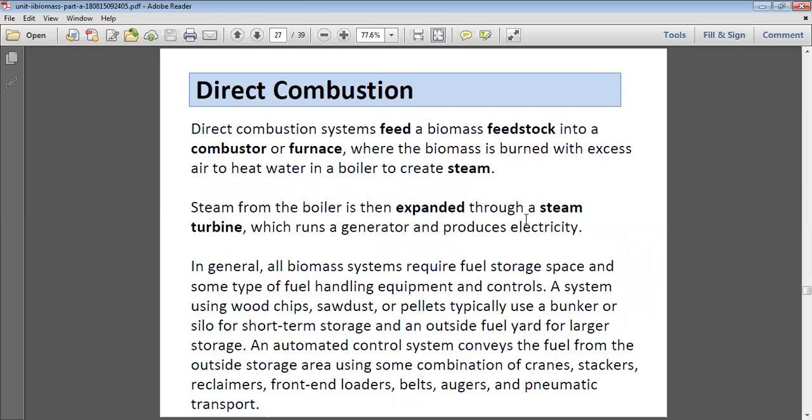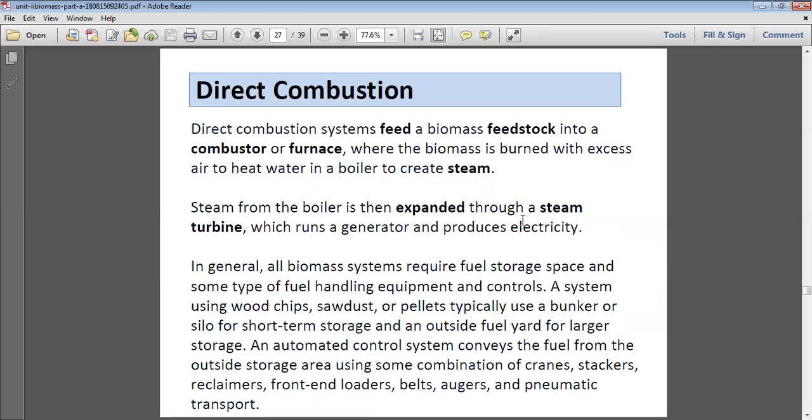In general, all biomass systems require fuel storage space and some type of fuel handling equipment and controls. So if we talk of any of these biomass systems, it will require fuel storage space and fuel handling equipment with controls. A system using wood chips, sawdust or pellets typically uses a bunker or a silo for short-term storage and an outside fuel yard for larger storage.